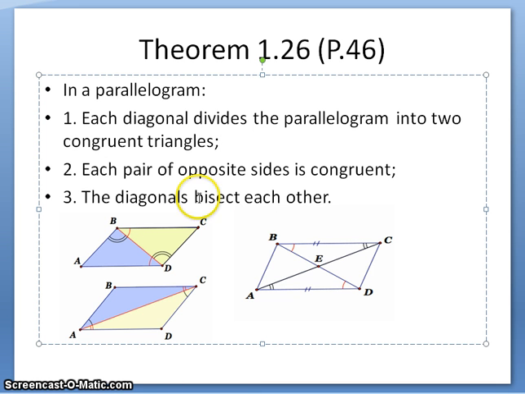Number 2, each pair of opposite sides is congruent. So we need to show BC is congruent to AD, and AB is congruent to CD. In other geometry classes, you may already know that in a parallelogram, opposite sides are parallel and also congruent. But we have to follow the definition here. The definition is that two pairs of opposite sides are parallel. There's nothing mentioning whether opposite sides are congruent. So we don't know that. We have to prove that they are congruent.